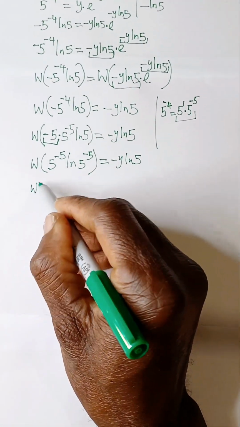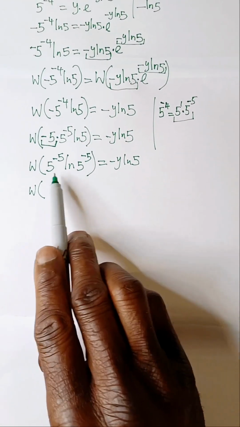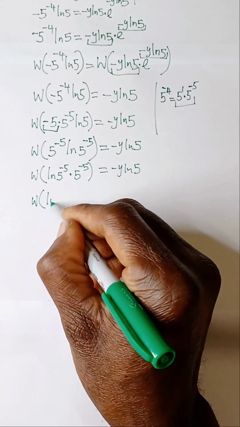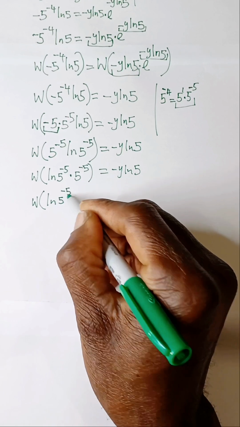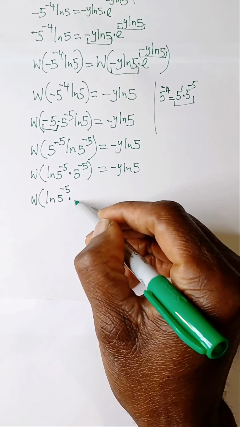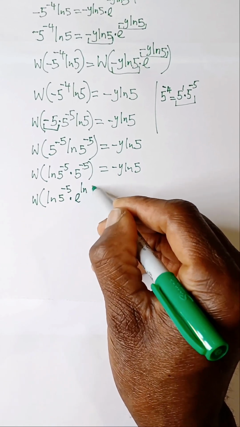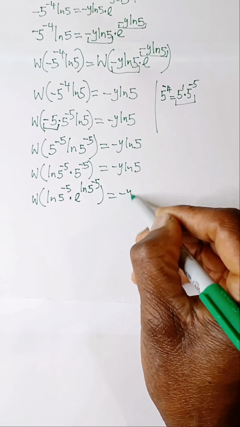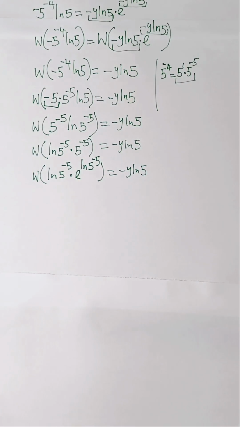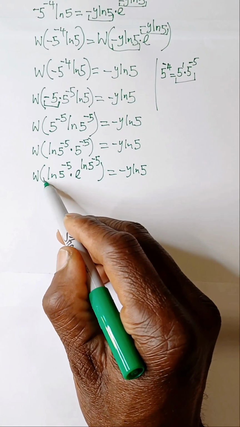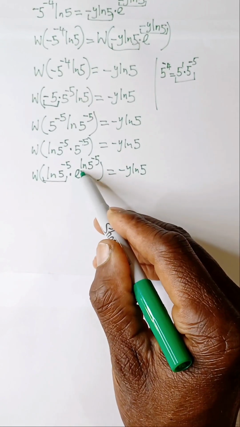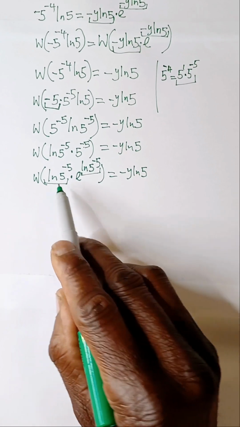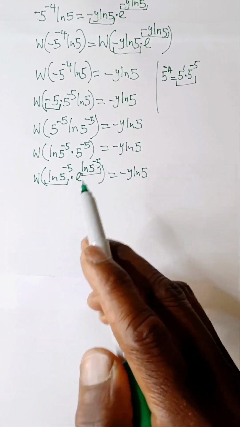We have the Lambert W. I am going to swap the positions of these two numbers. We have the Lambert W, natural log of 5 raised to the power of minus 5 times, I'm going to write this as e raised to the power of the natural log of 5 raised to the power of minus 5. And this is equal to minus y times the natural log of 5. You will notice that this base is the same as this exponent. According to the Lambert W, the whole of the left-hand side is just equal to the natural log of 5 raised to the power of minus 5.